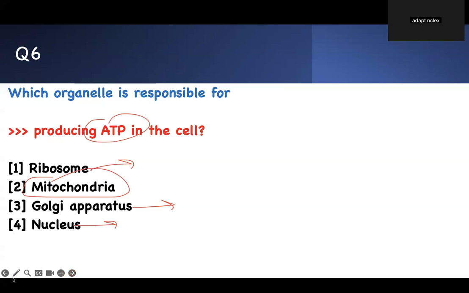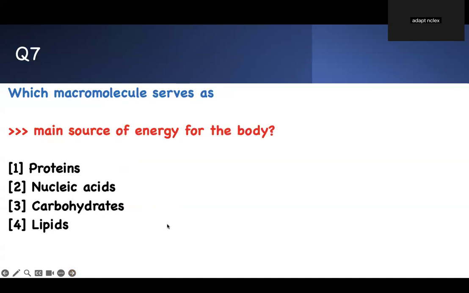You see how I'm approaching the question, teaching you how to answer questions. You master these things, and you'll run through the questions so quickly, you'll be surprised. Which macromolecule serves as a main source of energy for the body? Once again, underline the buzzwords, as I call them. The buzzwords are the key words. Macromolecule, and it has to provide energy as the main source.